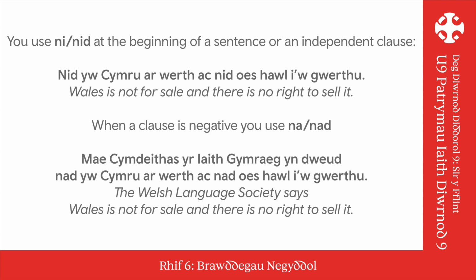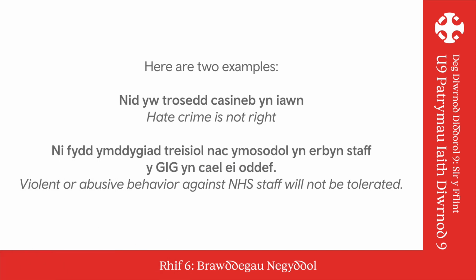When a clause is negative, you use na or nad. Mae Cymdeithas yr Iaith Gymraeg yn dweud nad yw Cymru ar werth ac nad oes hawl i'w gwerthu. Here are 2 further examples. Nid yw trosedd casineb yn iawn. Ni fydd ymddygiad treisiol nac ymosodol yn erbyn staff y gig yn cael ei oddef.